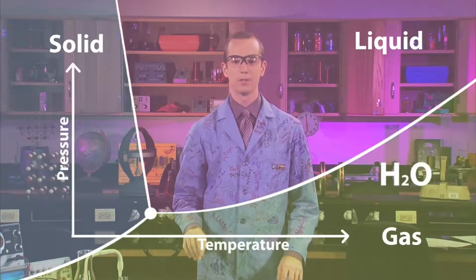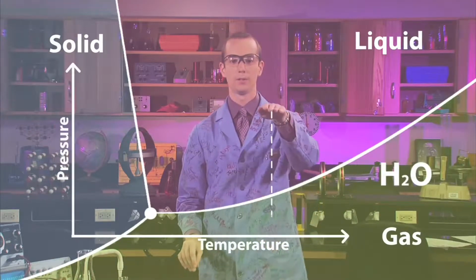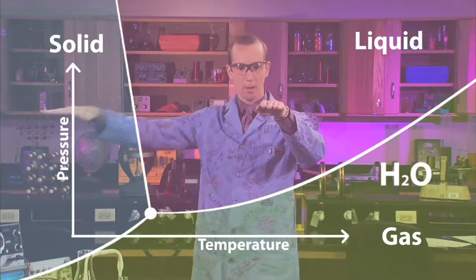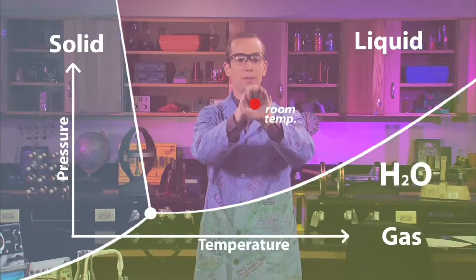Now, average temperature is about, let's say room temperature, 25 degrees Celsius, and pressure is about 1 atmosphere, and that puts us right here in the liquid phase.